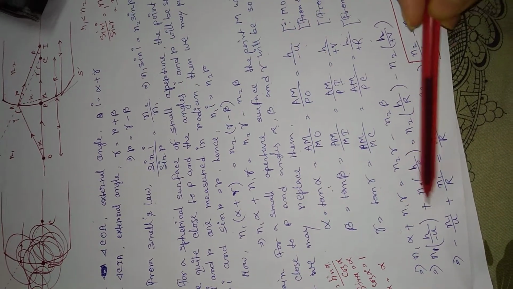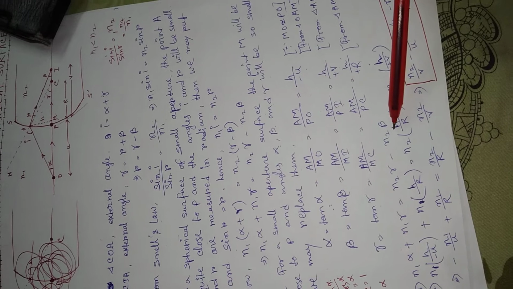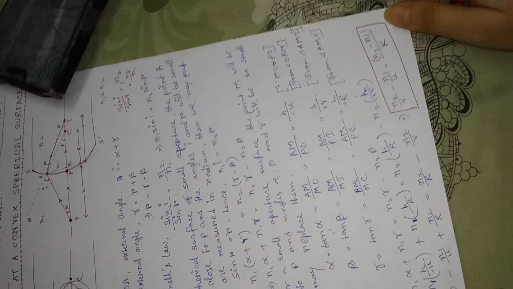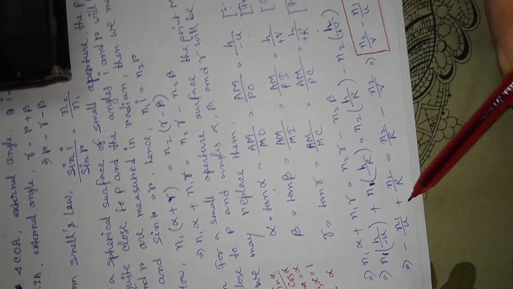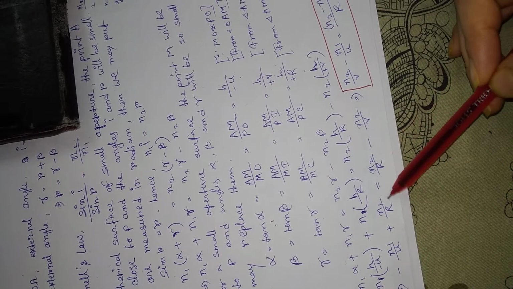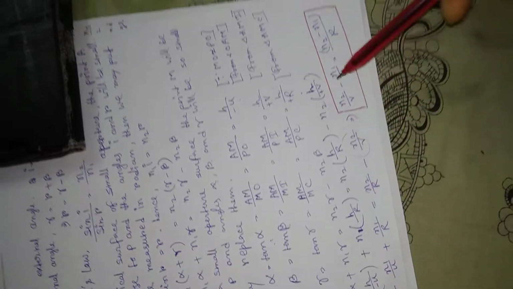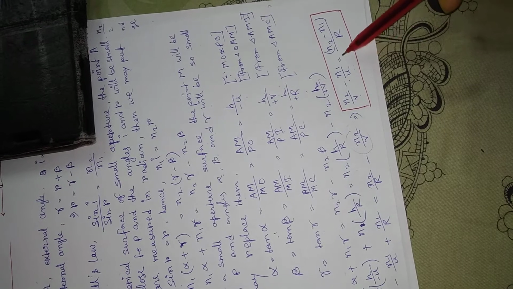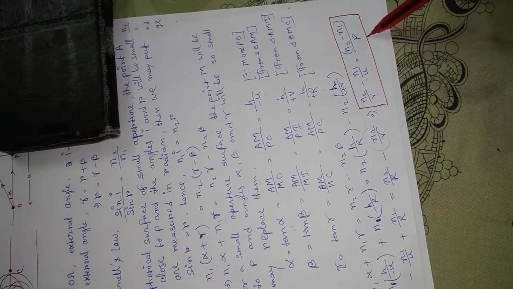So just look at here, n1 into H by minus U plus n1 into H by R equals n2 into H by R minus n2 into H by V. After solving all this, we will get the final result, taking this one along this side and this one along this side. So finally we get n2 by v minus n1 by u equals n2 minus n1 by r. Okay.